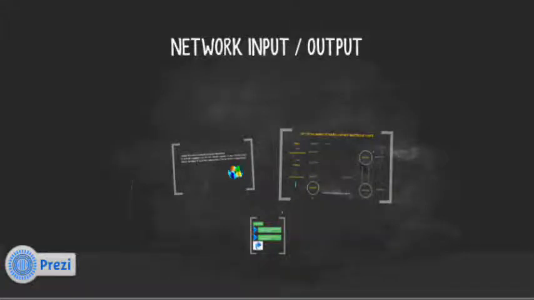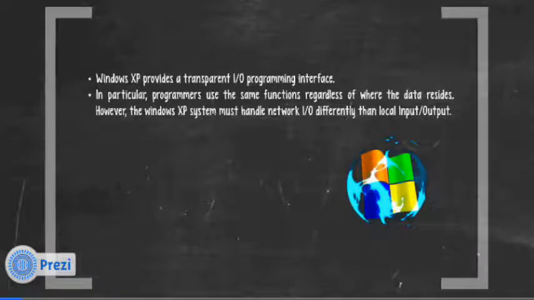Network input-output for Windows. Constantly, Windows XP provides a transparent I/O programming interface. In particular, programmers use the same functions regardless of where the data resides. However, the Windows XP system must handle network I/O differently than local input-output.